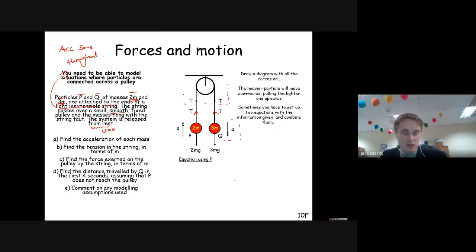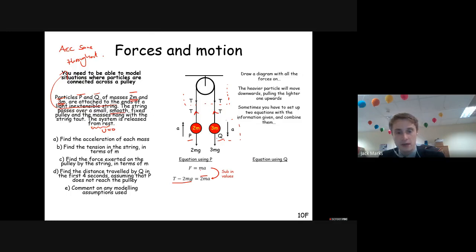And then you normally make two equations. You normally make an equation about P and an equation about Q. So you just look directly at that part and you say what's happening. So what's happening to P? Well, T is the leading force because up is the direction there. And it's held back by 2mg. So if you use F equals ma for P, this is its resultant force. T is the leading force and 2mg holds it back. And it's equal to m times the acceleration, where the m is 2m. So you get that equation there.